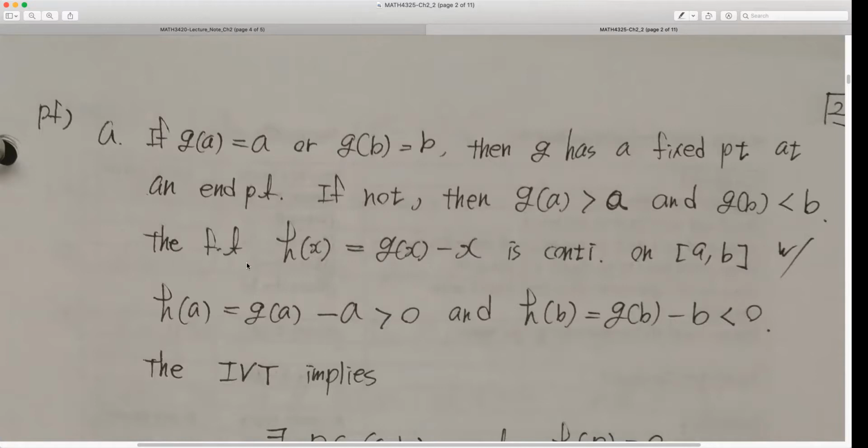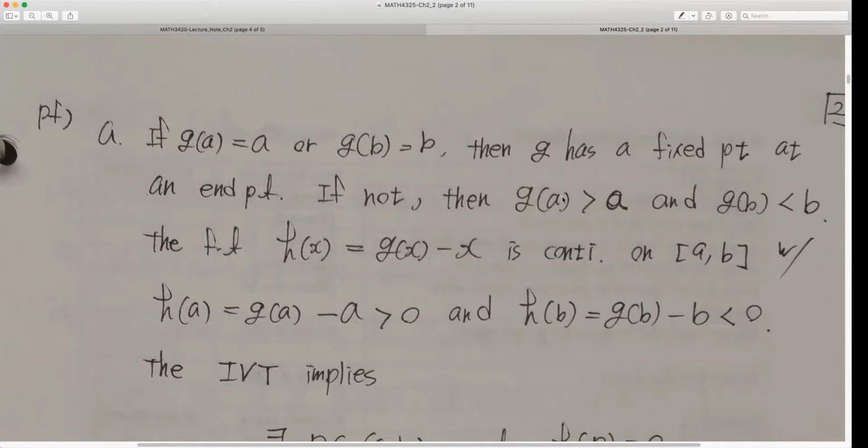Now the function h of x equals g of x minus x is continuous. We define function h as g of x minus x. Therefore, this is continuous. Why? Because the assumption in the theorem is that function g is continuous on the closed interval a, b. So g of x is a continuous function, and x is a polynomial. A polynomial is continuous on the set of the real numbers, right? So g of x minus x is definitely continuous, and then h of a.